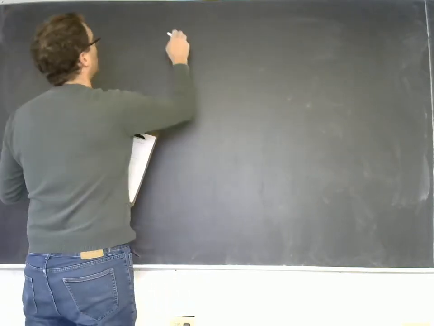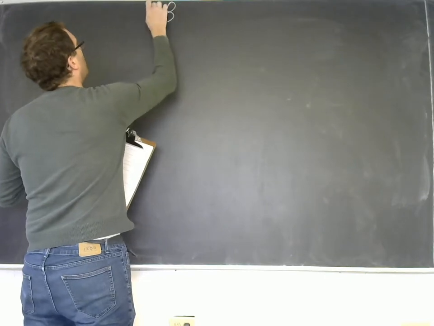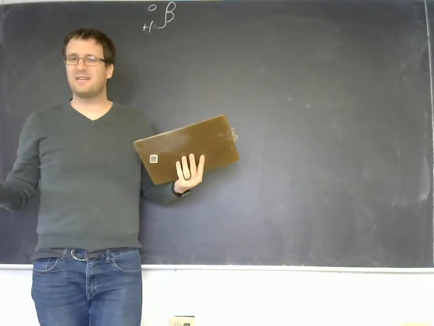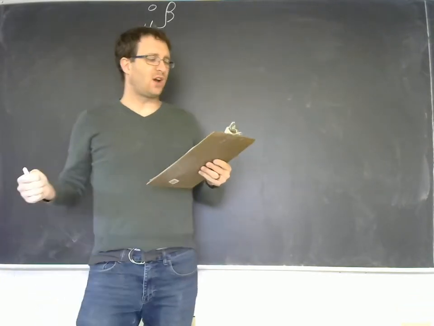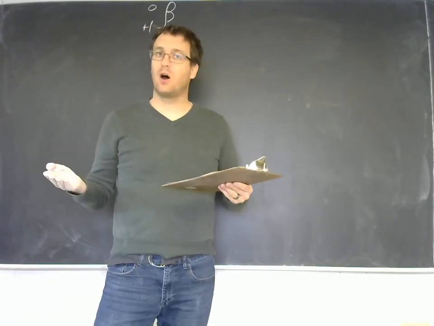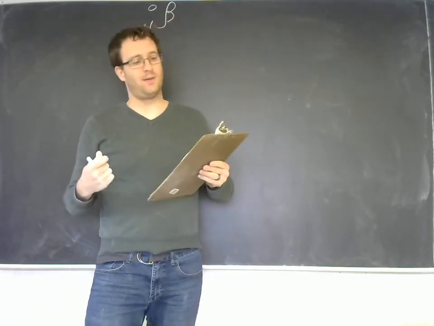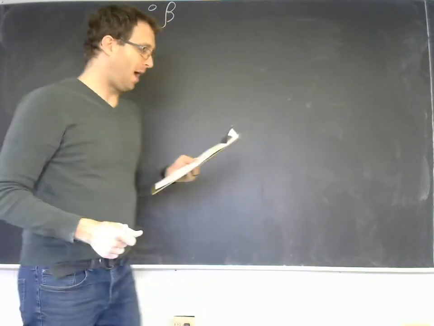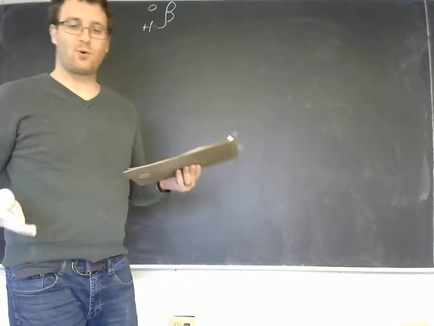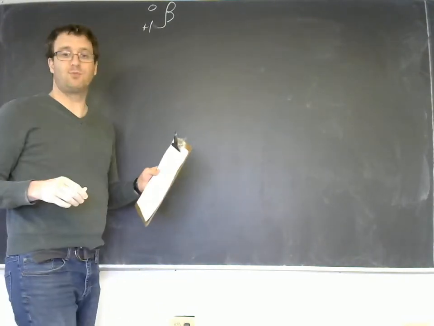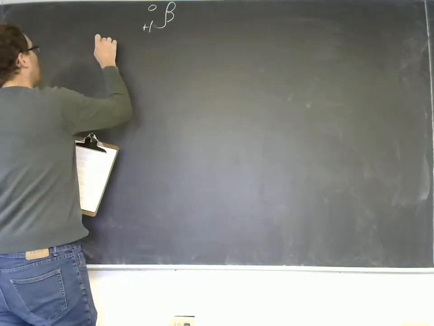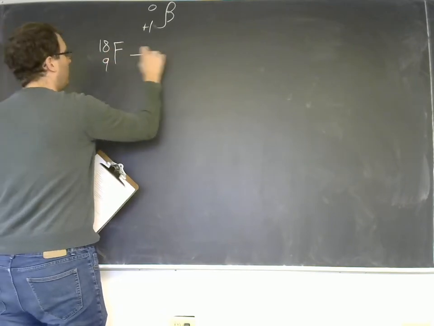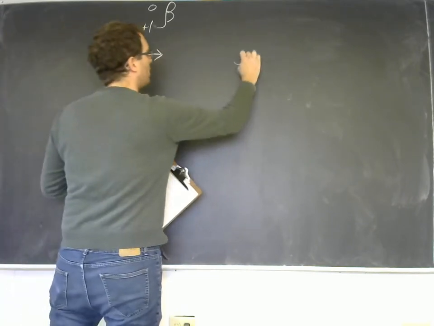Next is positron emission. And again, a positron is like the antiparticle of an electron. Positron emission is going to convert a proton into a neutron, and it'll emit a positron in that process. And so fluorine-18 is an example of an isotope which will undergo positron emission. So 18F9. And it's going to emit that positron.